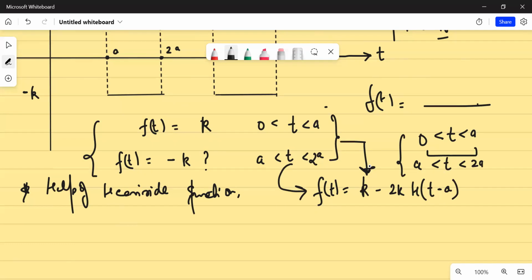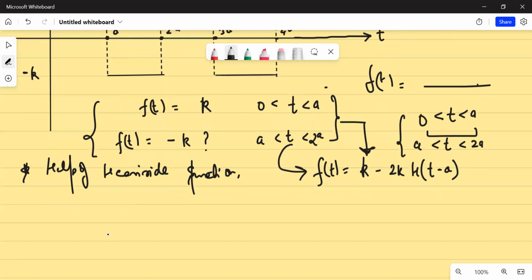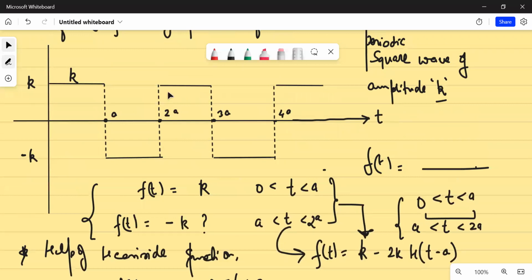So k minus 2k is minus k, and if your t lies between 0 to a, your Heaviside unit step function is simply 0. So your f(t) would remain k minus 0 for the first case, and for the second case, it will give you k minus 2k, that is minus k. I hope it is clear. Okay. Now you know that your f(t) is simply k for all t lying between 2a to 3a. Is that clear? From 2a to 3a, you can see that your square wave output gives you k.